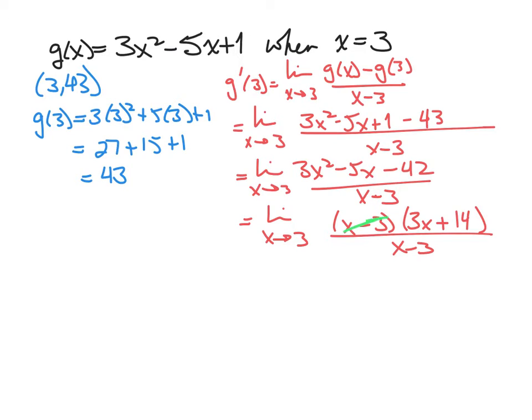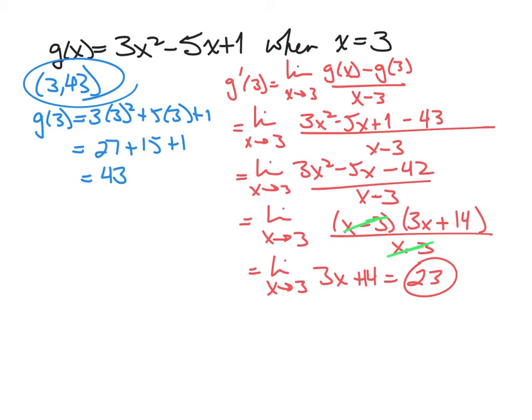Then we go through and cancel our denominators. We're left with the limit as x approaches 3 of 3x plus 14. So we can evaluate that limit by plugging 3 in, and we'll have 9 plus 14 is 23. There's our slope. Here's our point.